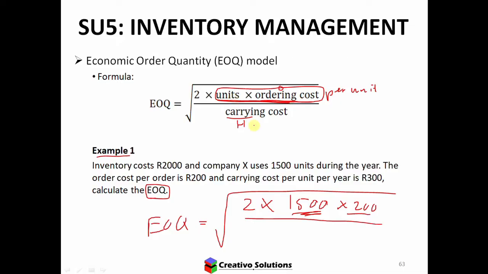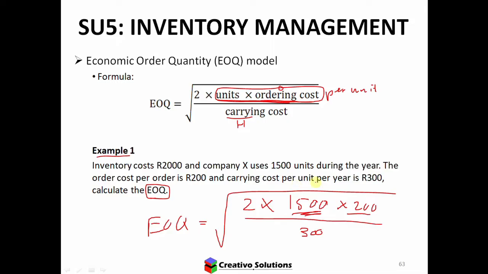Yes. Okay, so just be careful with the maths. Make sure that everything relates. Remember, you're going to be using per unit costs here because you've got the total units as part of the calculation. So far so good. Give me the carrying costs. 300. Yes.